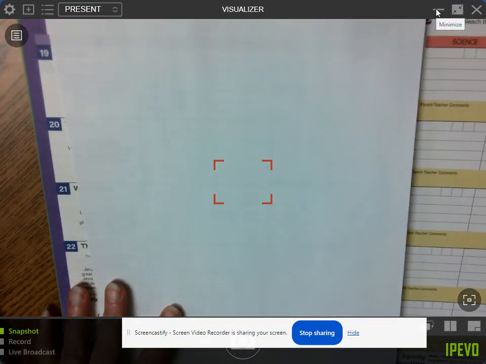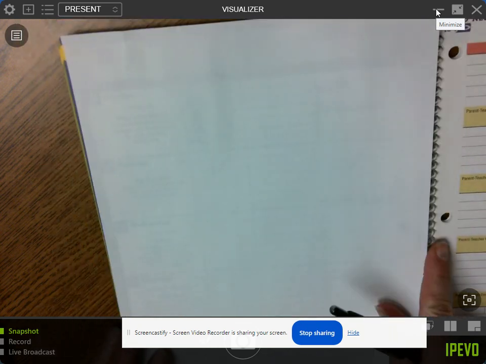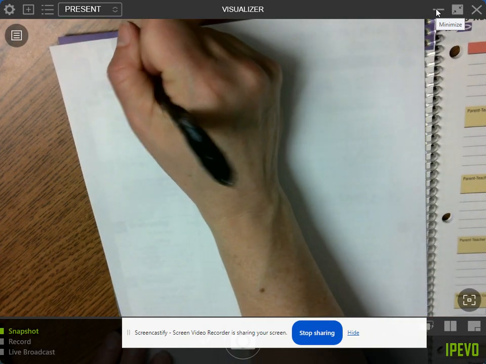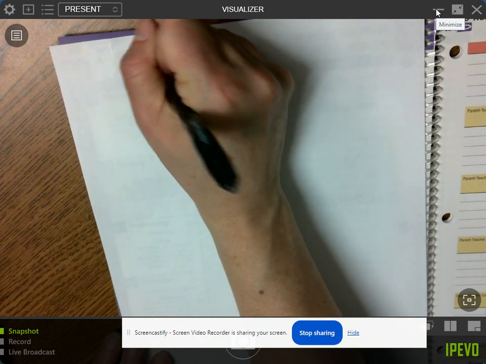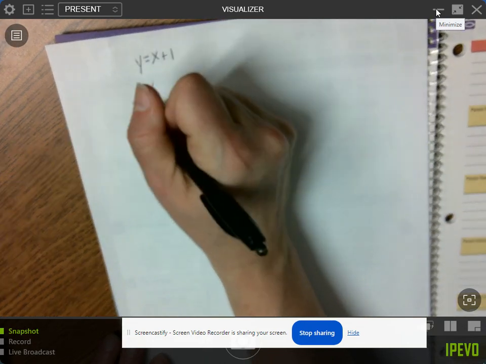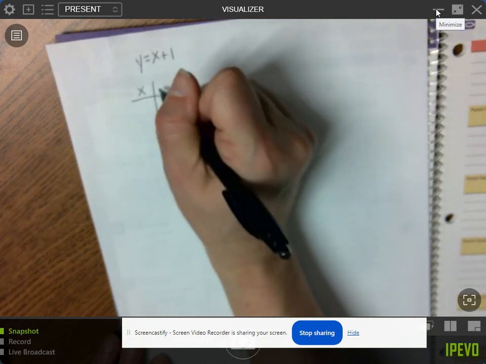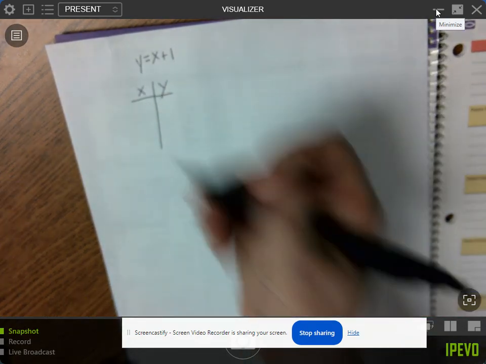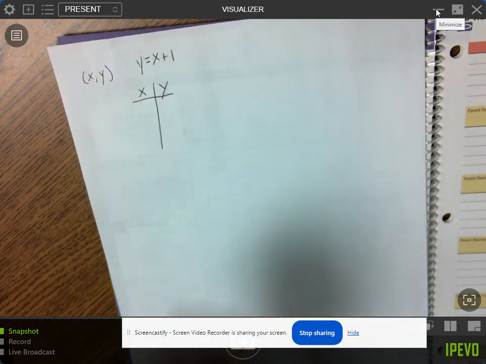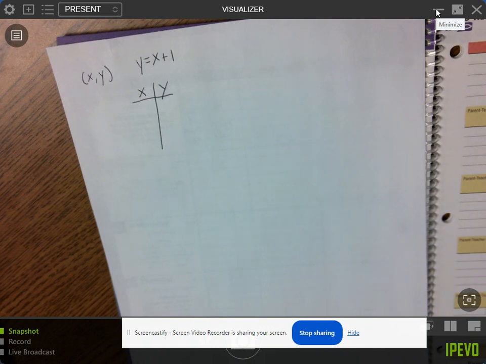Our first equation is y equals x plus 1. So for my function table, I'm going to put the x on the left, the y on the right, just like when we do our ordered pairs. X is on the left, Y is on the right.